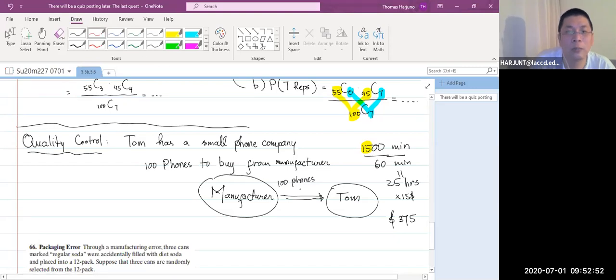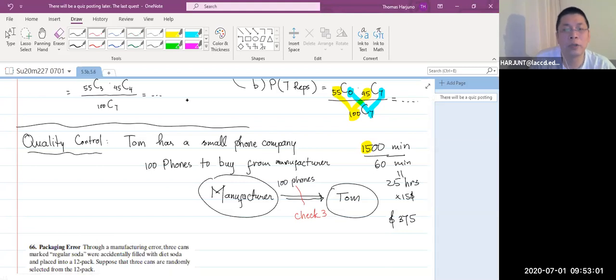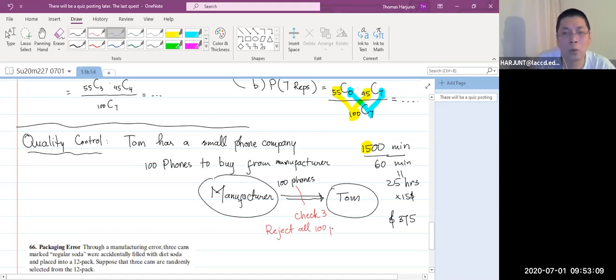I will randomly select 3 to check. And we will reject the whole batch, reject all 100 phones, if any one, or if you find any defect.